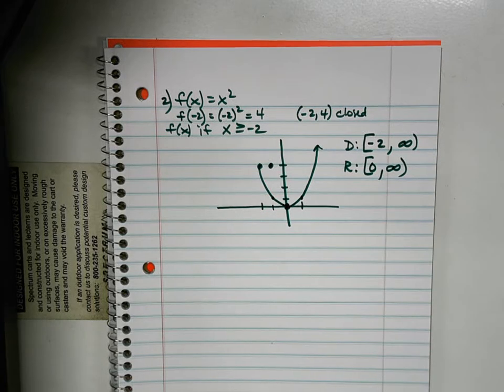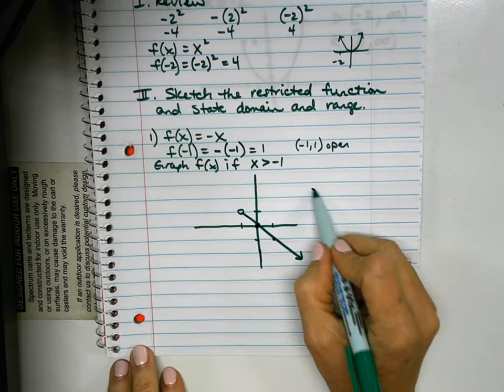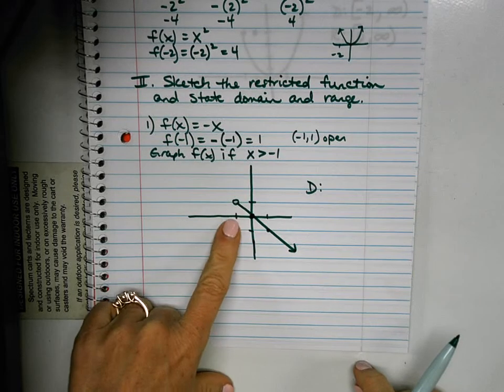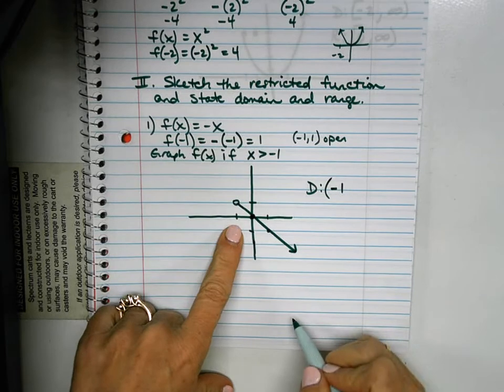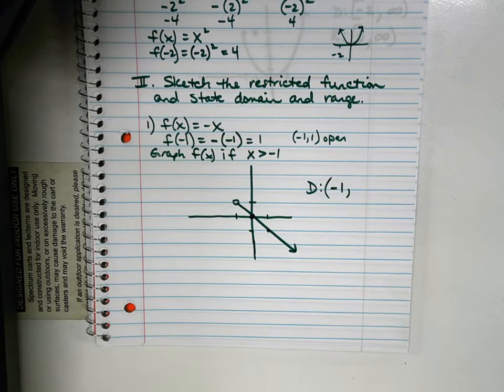Okay. Can we just look back for a second at the number 1 and put the domain and range on that one? Domain. How far to the left does this graph go? What's my lowest x? -1, right? Does it hit it? No, so parentheses, right? And then how far to the right does it go? On and on and on forever.